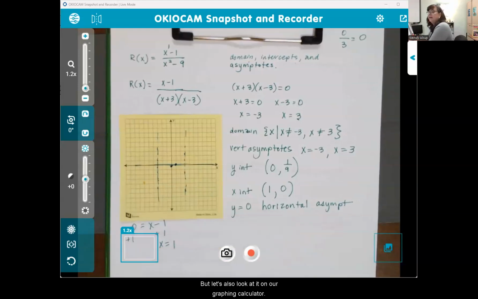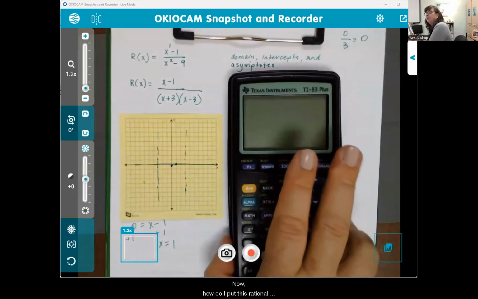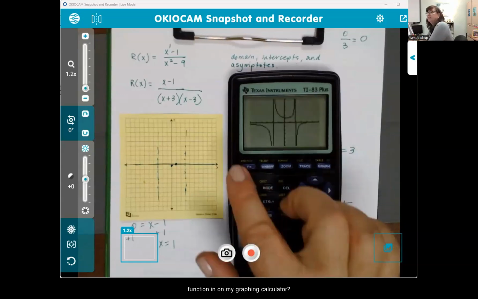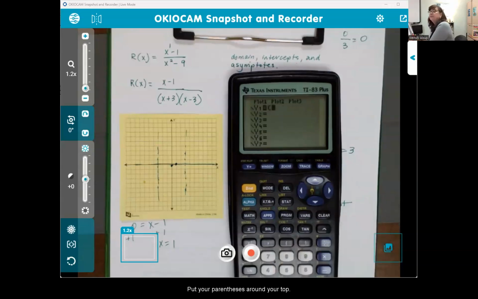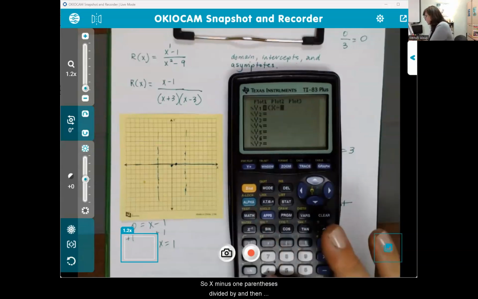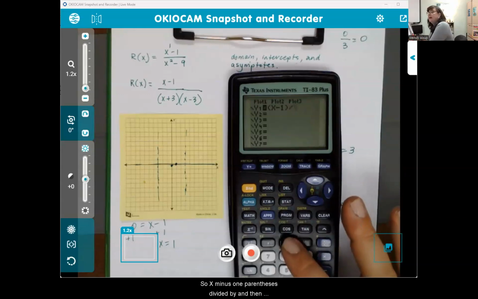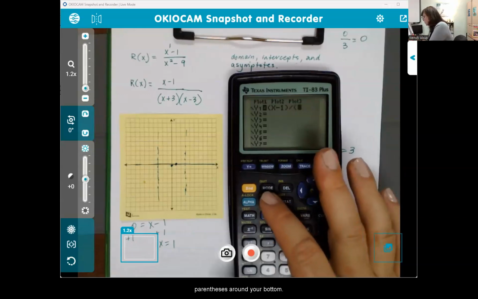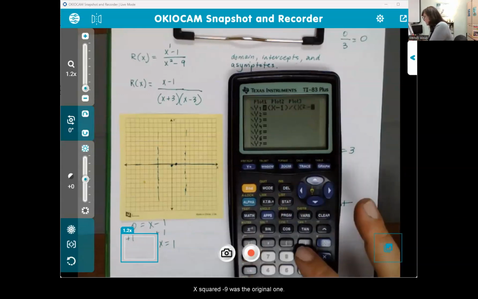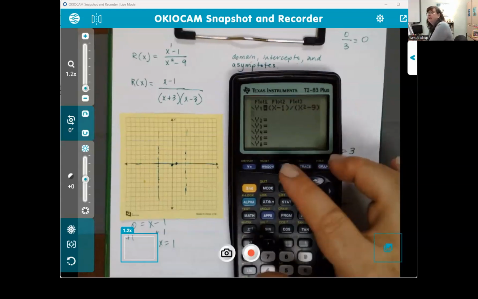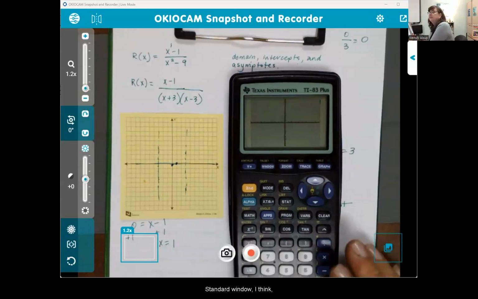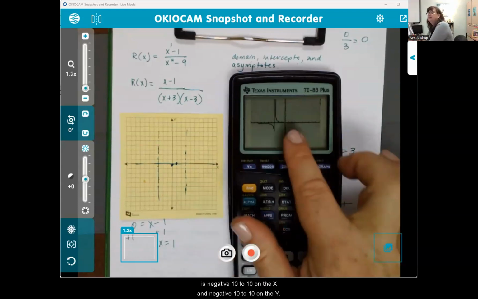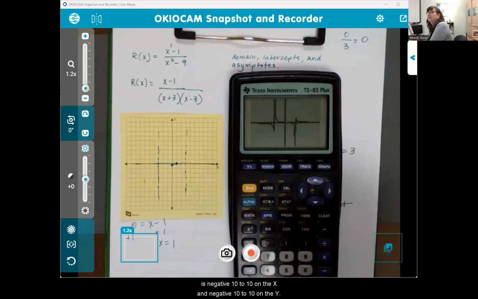But let's also look at it on our graphing calculator. Now, how do I put this rational function in on my graphing calculator? Let's clear this guy off. Put your parentheses around your top, so x minus 1 in parentheses, divided by, and then parentheses around your bottom, x squared minus 9, the original one. Let's zoom to a standard window. Standard window, I think, is -10 to 10 on the x and -10 to 10 on the y.